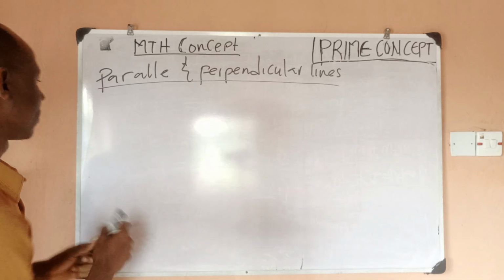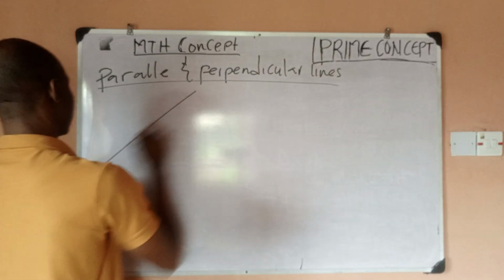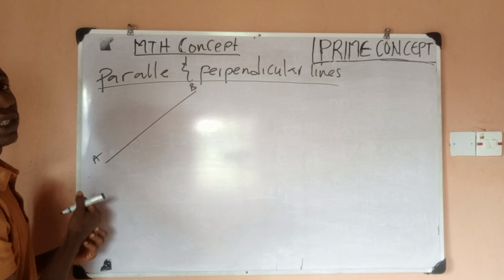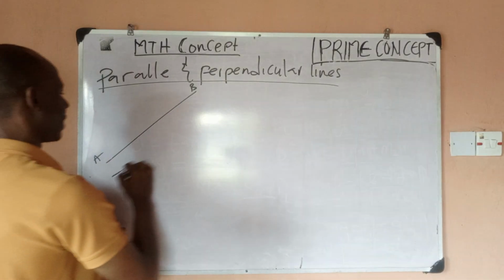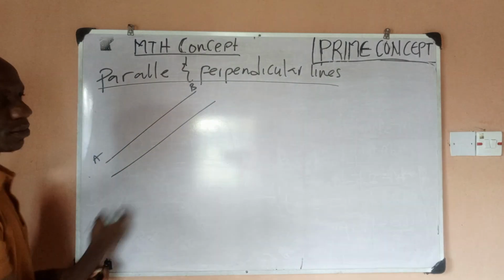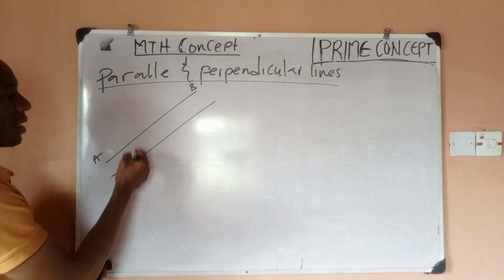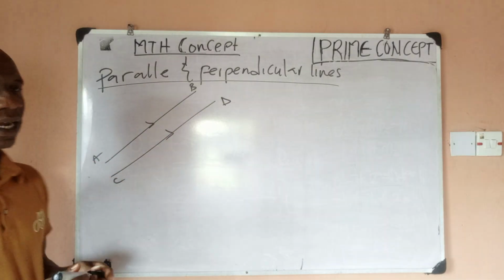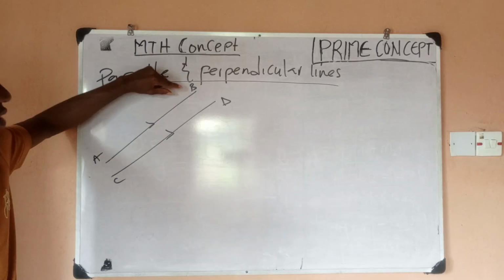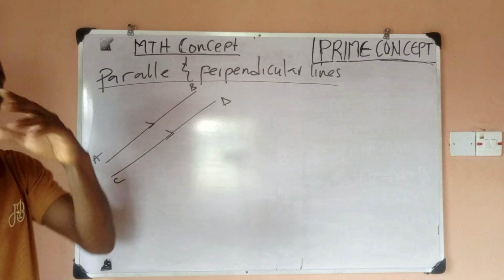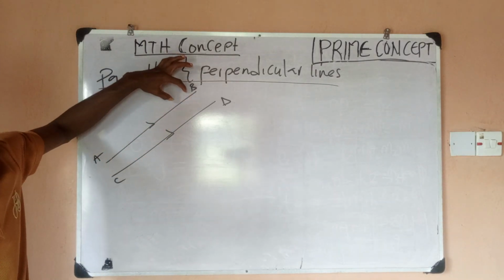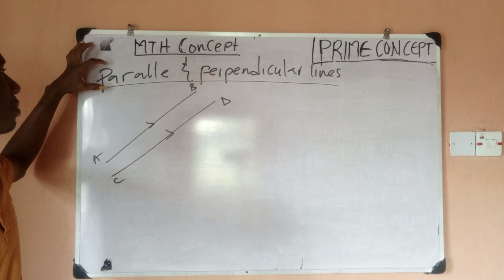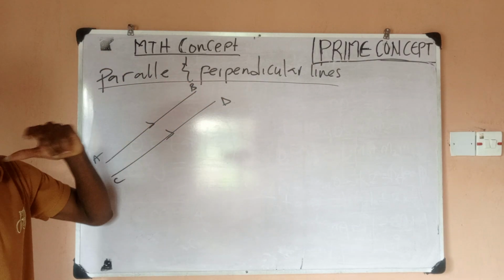So you have a line like this, which is line AB, and the equation of this line AB is known. Then you have another line which is parallel to AB. You can see these two are parallel, right? So you have a line CD which is parallel to line AB. Now, since you know the equation of line AB, can you use what you have known for AB to find the equation of the line CD? So that's what we mean by parallel and perpendicular lines.